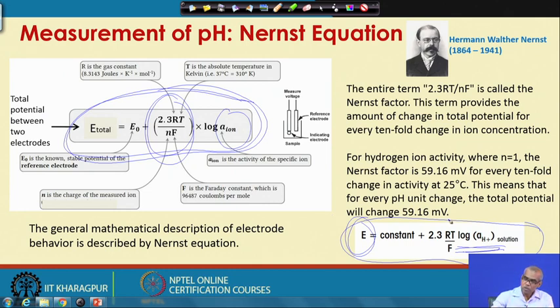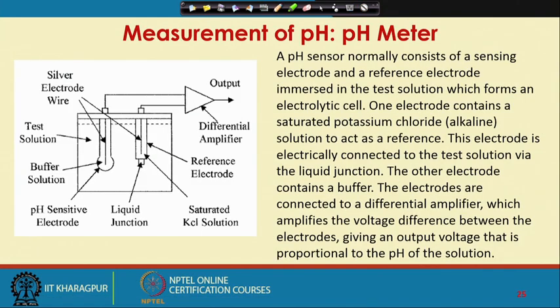Also, please note that the Nernst factor is temperature dependent. So, whenever we measure pH using a commercially available pH meter, they also indicate temperature, because the Nernst factor has a temperature dependency in it. So, this schematically represents a pH meter. So, you have a reference electrode and you have the measuring electrode.